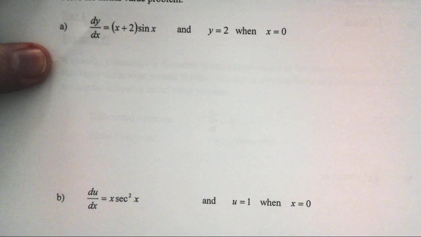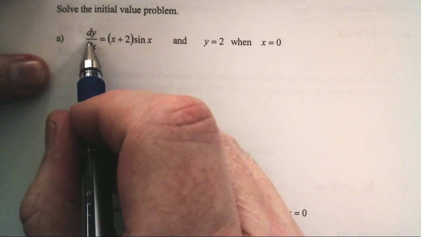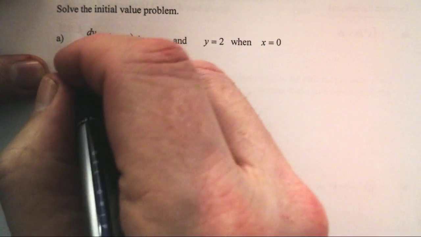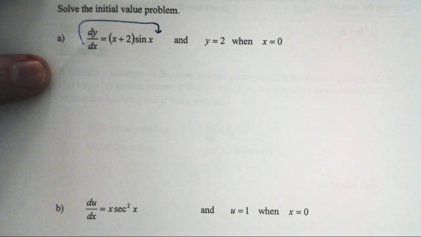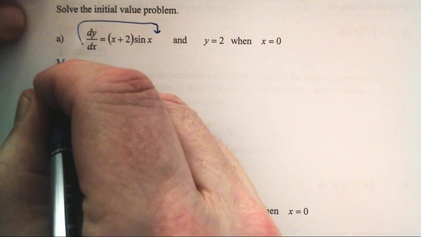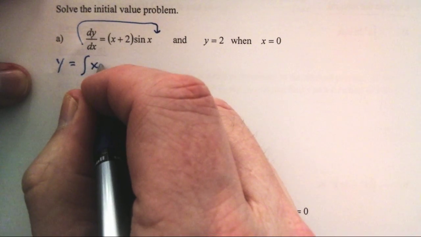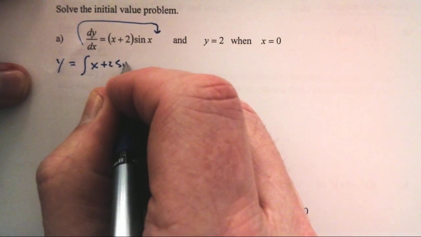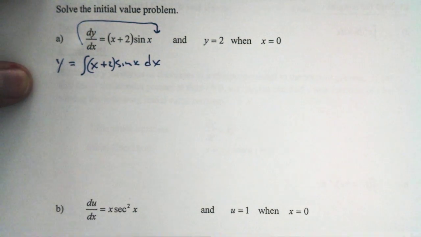Let's zoom in here just a little bit on this. So to solve this initial value problem, I want to get y. To get y, I want dy. So I am really taking this dx over to the other side, multiplying both sides by dx, and the solution would be y equals the integral of x plus 2 sine of x dx.